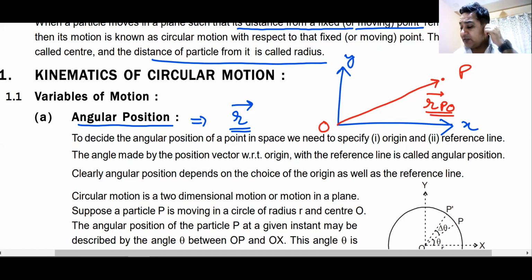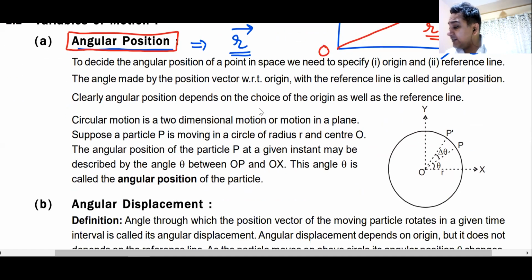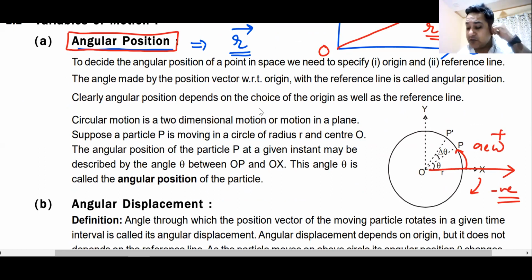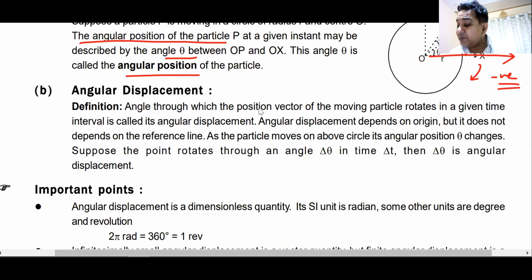The analog of that is known as angular position. Remember, this is not a vector, because angular position is always given in terms of an angle, and normally the angle is given from the x-axis. As you can see, this is the angle from the x-axis. Anti-clockwise angles are taken as positive and clockwise angles are taken as negative. So the angular position of the particle gives us its position in terms of angle from one fixed axis. Normally that fixed axis is the positive direction of the x-axis.